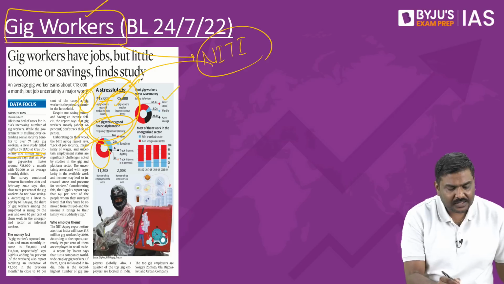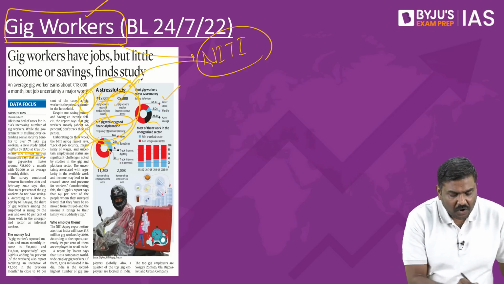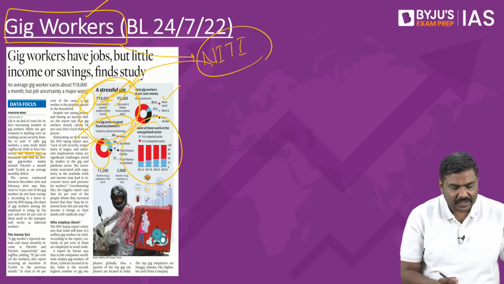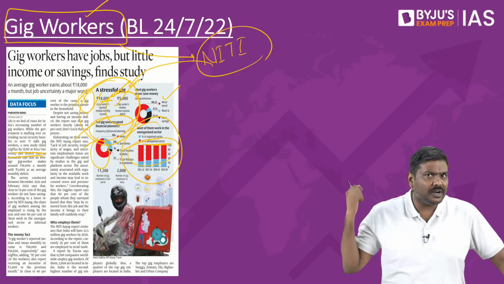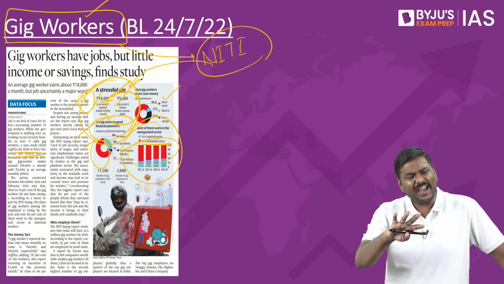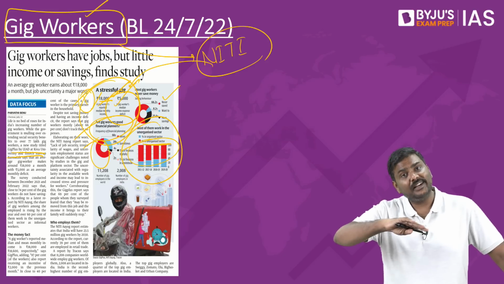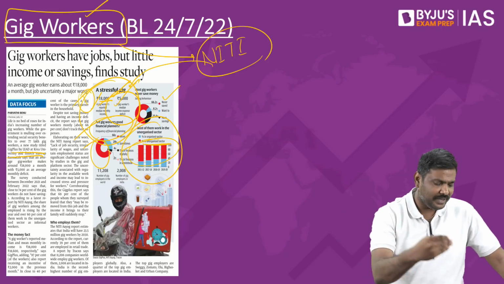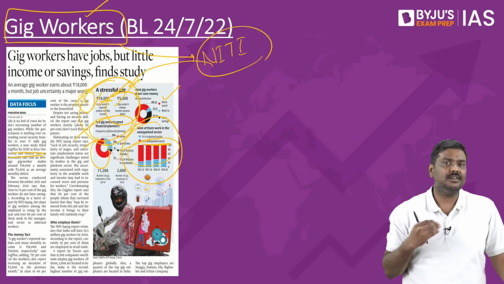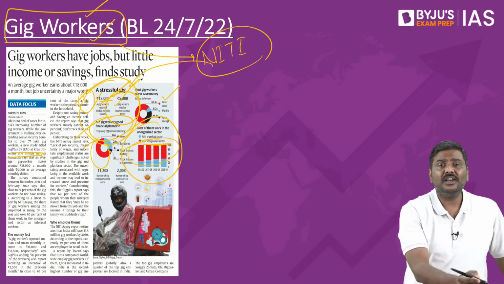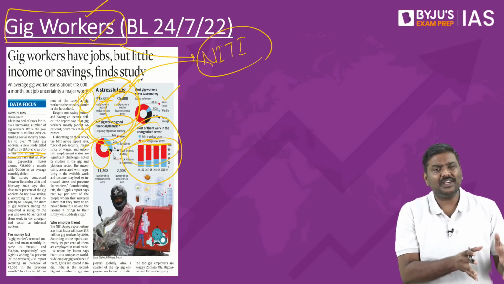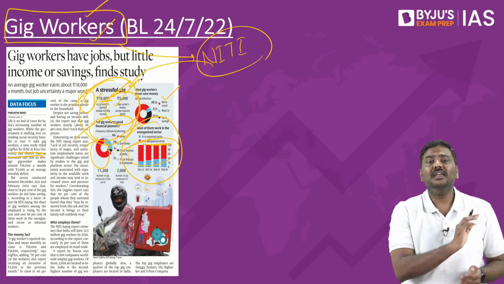And have a look at this. Most of these gig workers work in the unorganized sector, which also means there is no guaranteed salary, guaranteed growth, or even job security provided to these workers. So these are certain very important points regarding gig workers which have been provided in the new study conducted by Kriya University.